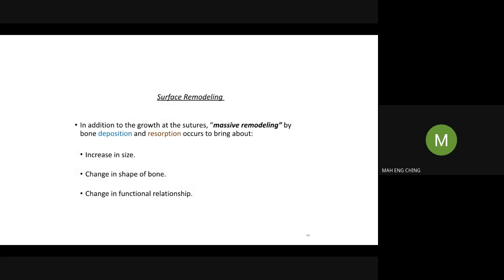deposition and resorption. In addition to the growth at the suture, massive remodeling by bone deposition and resorption occurs to bring about the increase in size. Change in the shape of the bone can happen, or change in the functional relationship. For example, your maxilla and mandible are attached to each other by the base of skull. So if the maxilla grows more, then you become class 2 skeletal. If the mandible grows more, then you become class 3 skeletal. So sometimes this surface remodeling also brings a change in the functional relationship.